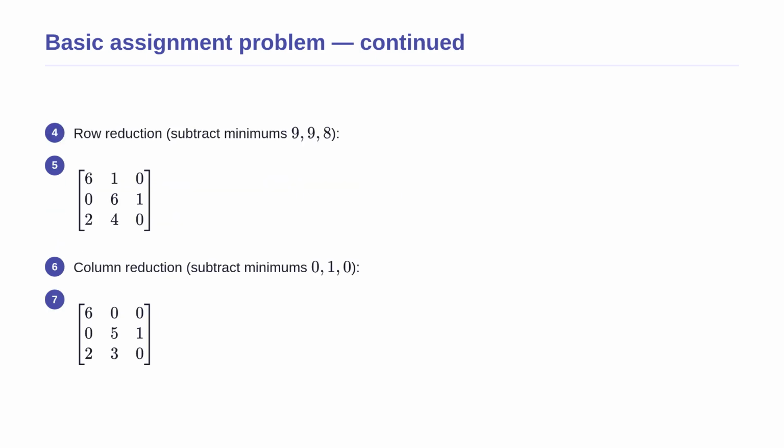Continuing with our example, we perform the row reduction. We find the smallest number in the first row, which is 9, and subtract it from every number in that row. We do the same for rows 2 and 3. Next, we perform the column reduction on this new matrix. The smallest number in the second column is 1, so we subtract 1 from every number in that column. The other columns have a minimum of 0, so they remain unchanged.